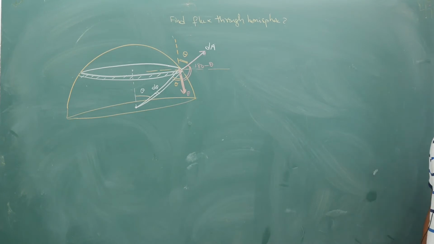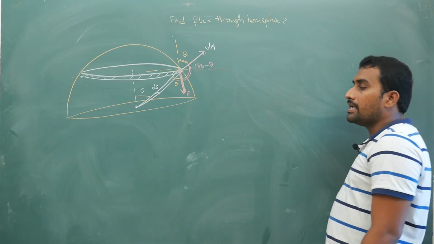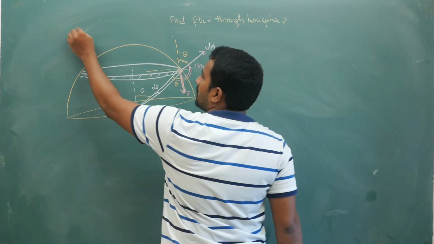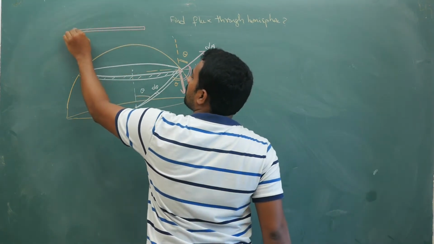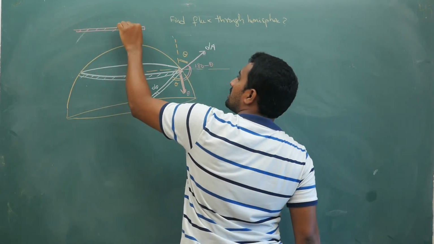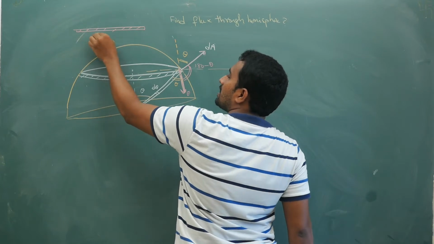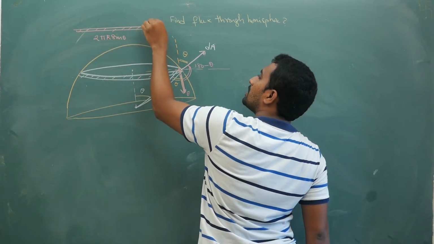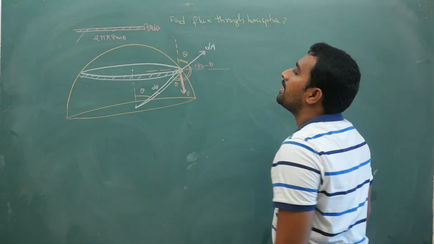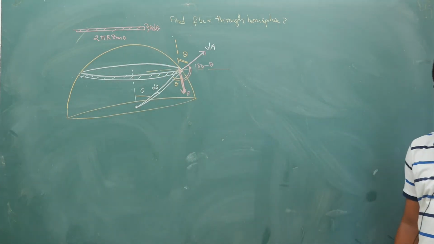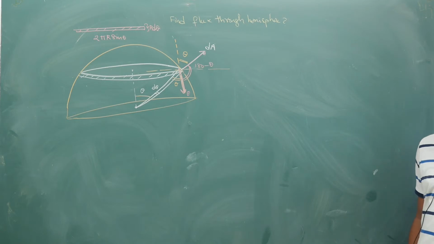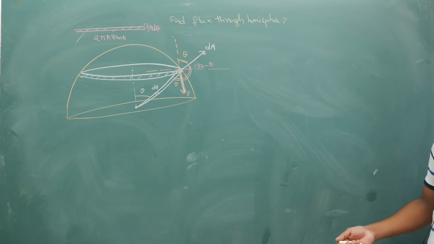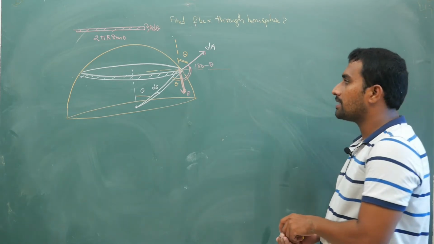Now I will calculate your small area dA. If you cut this patch and stretch it, its length is 2 pi r sin theta and its width is r d theta. So your small area dA is 2 pi r square sin theta d theta. This we have seen previously. How to take the strip for this object I have explained clearly.